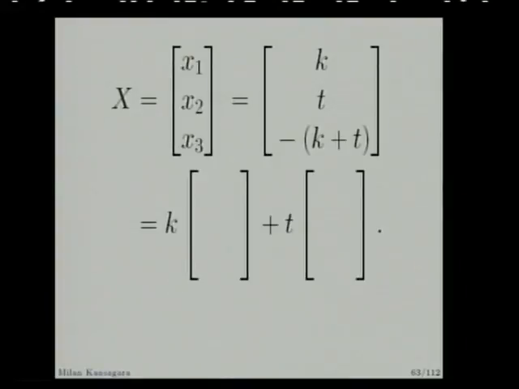It can be written in this format: k into some vector plus t into some vector. See what we have, in the first row we have k, there is no t, so the coefficient of k is 1. In the second row we have only t, there is no k, so the coefficient of k is 0. And in the third row the coefficient of k is minus 1. In the first row there is no t, so its coefficient is 0. In the second row there is no k, so the coefficient of t is 1. And in the third row the coefficient of t is minus 1.